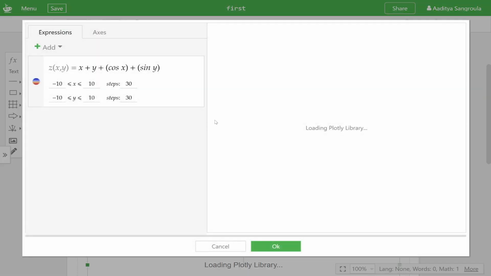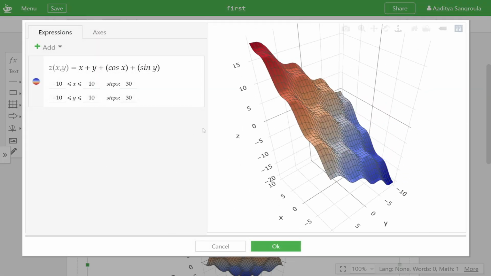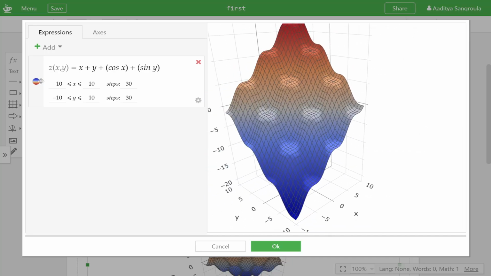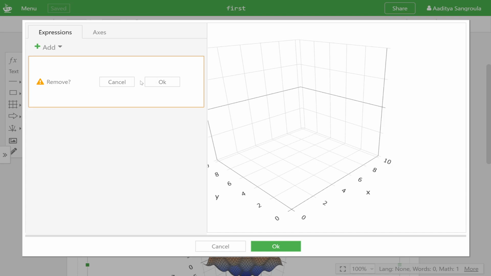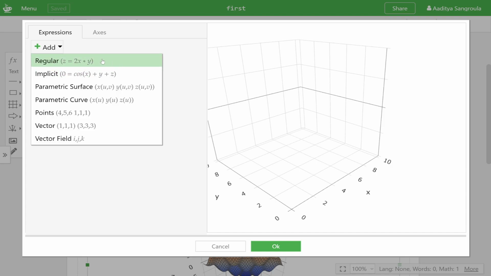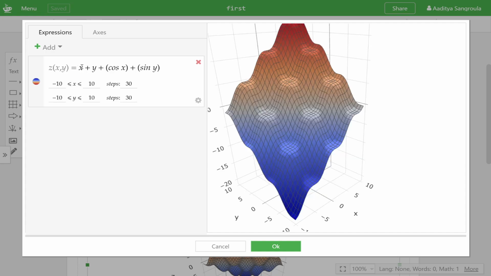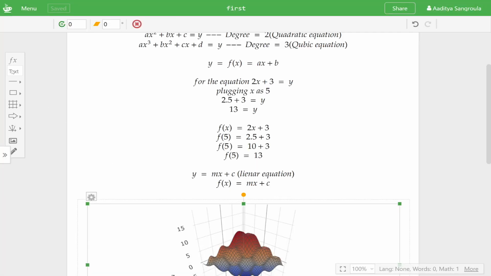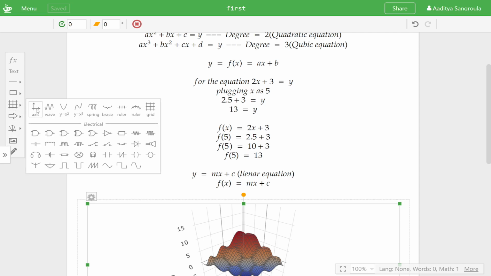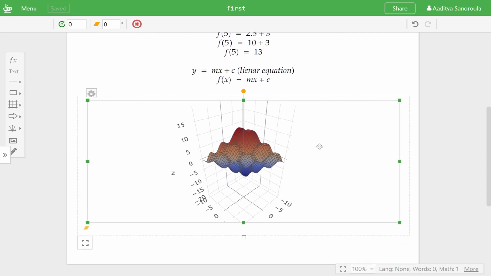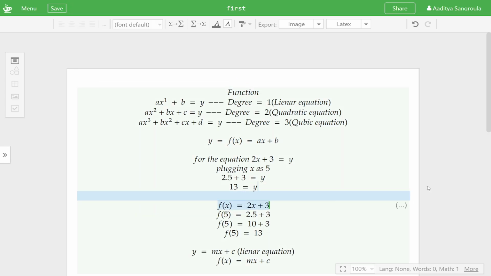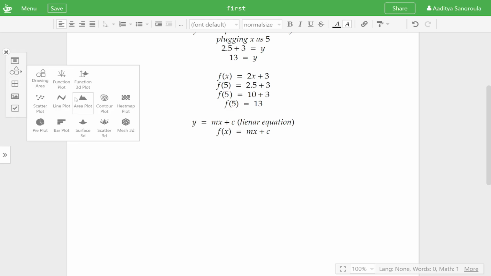So I want to plot a function. Look at this, it looks like a cool thing. But this is a 3D function. I want a 2D function, a simple graph for plotting the function. So I can just remove this. I'll show you what it is and how it is, so you can get it.